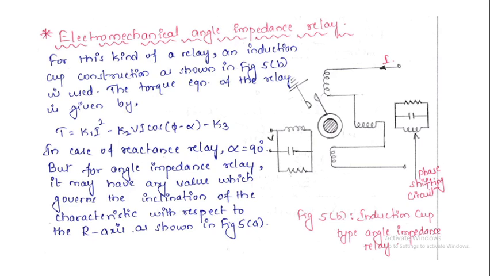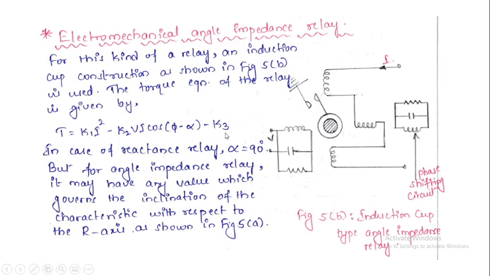Now, the electromechanical angle impedance relay. How is it constructed? Again, the same induction cup type construction is used, having 4 poles: upper, lower, right hand side, and left hand side. Here the upper, lower, and right hand side poles are energized by the current I, so the resultant flux produced is K1 I square. The left hand side pole is energized by the voltage and produces the operating torque given by K2 VI cos of phi minus alpha, and minus K3, which is nothing but the constant.